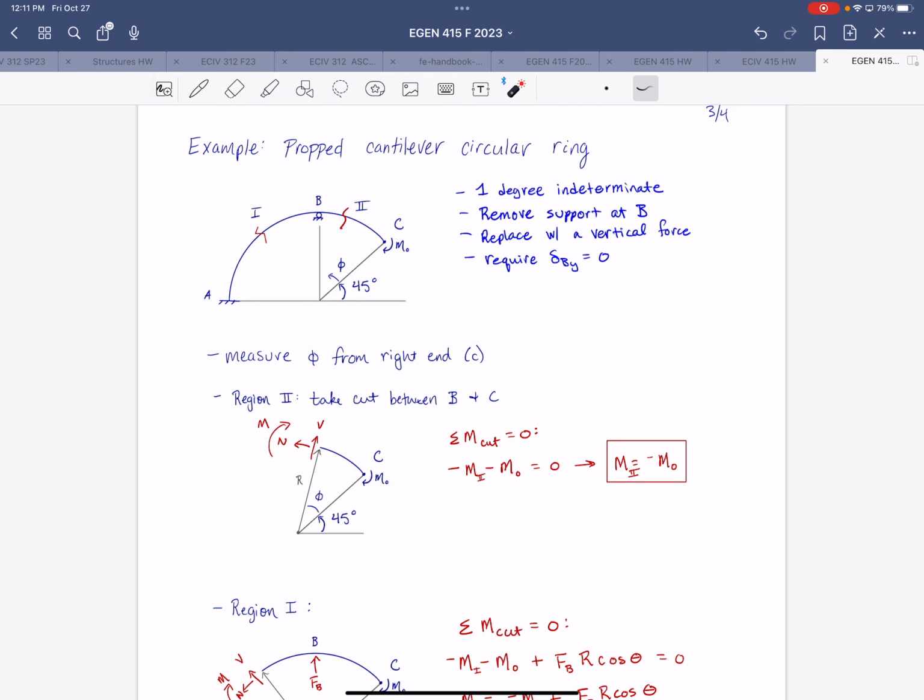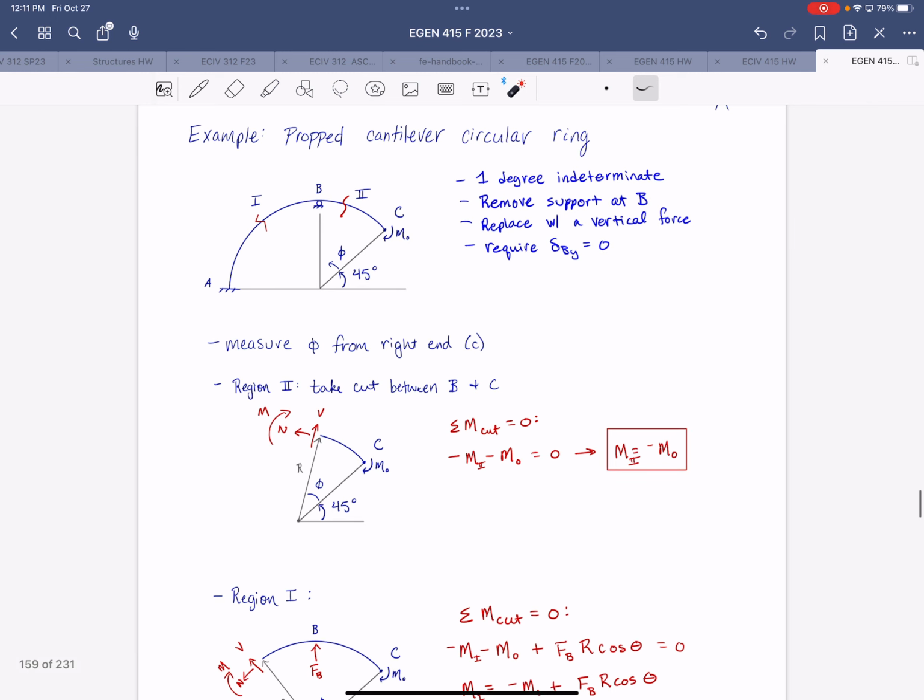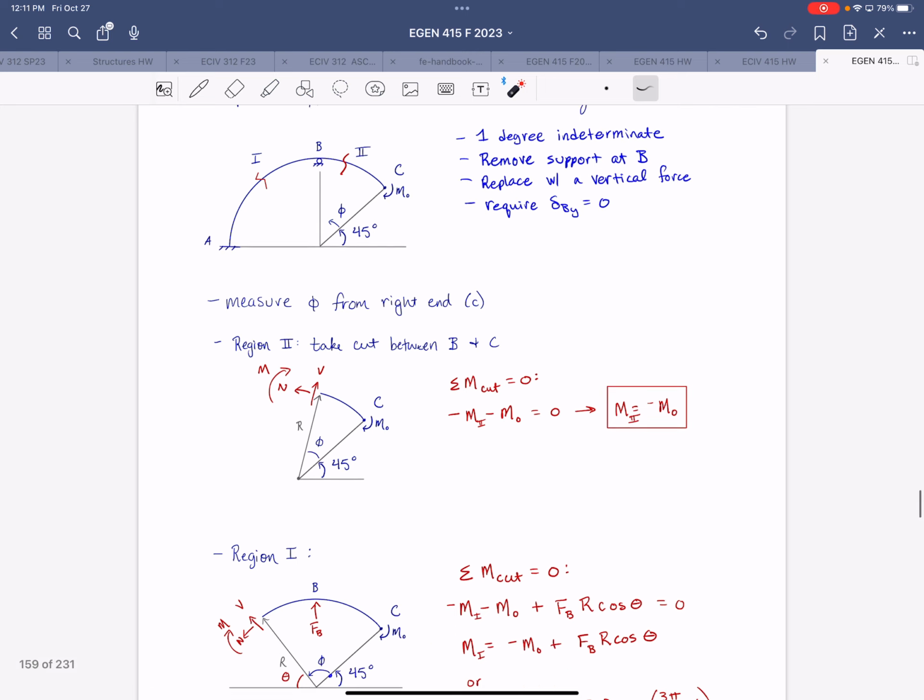Since it's 1 degree indeterminate, you're going to choose one reaction to relax, or one support to relax, and replace it with a constraint force. So in this example, I released the roller support at B and replaced it with a vertical force. And then you require that displacement to be 0 in order to solve for the reactions.